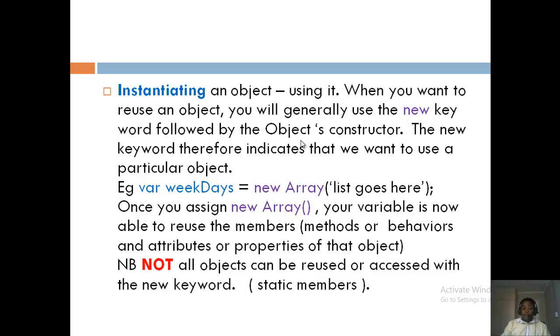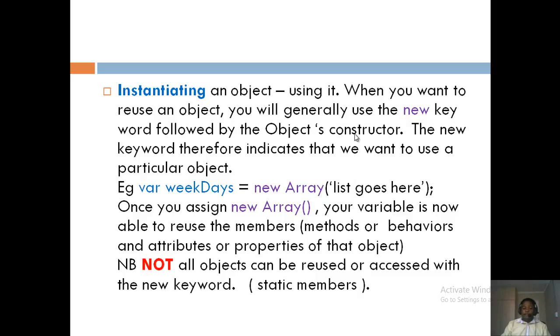Okay, so the other important term to look at is instantiation, or instantiating an object, or an instance of an object. When we reuse the object, we're generally instantiating it. In programming, we simply talk about instantiating the object. So now we have an instance of that object. And we generally use the new keyword followed by the object constructor. Don't worry about constructors right now. Every time you use the new keyword, you are indicating that you want to use a particular object.